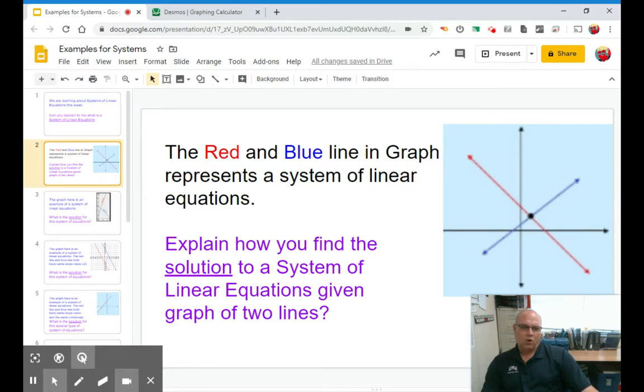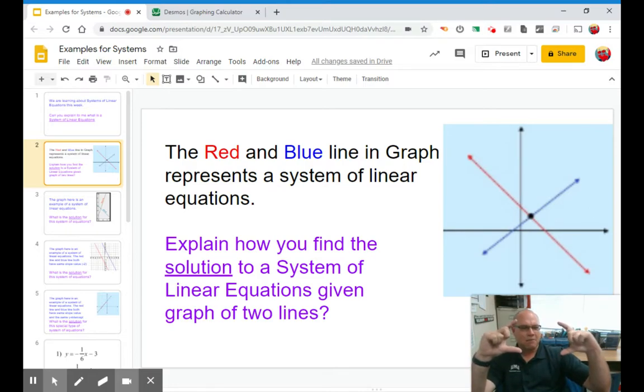All right, I hope you told me the answer is it's the point of intersection between the two lines. So this point here would represent the solution. We write that as an ordered pair, x comma y, so 7 comma 11, or this one looks like maybe it's 2 comma 3. Whatever the point of intersection is, I want that as an ordered pair. That's your solution for a system.